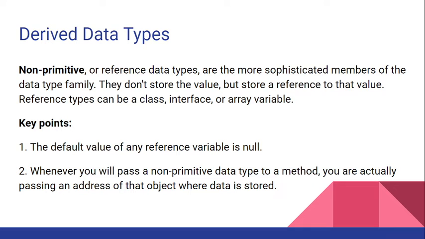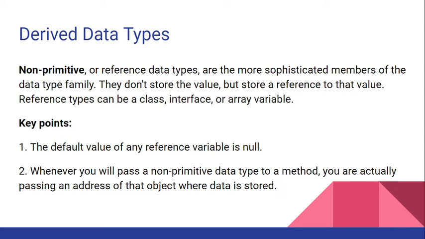Reference types can be class, interface, or array variables. They are more sophisticated members of the data type family because they are derived from primitive data types, which are the basic ones, and they have additional functions, like additional methods. The important point in derived data types is that the default value of any reference variable is null. Like when you create an array, its value will be null. Null means no value at all.